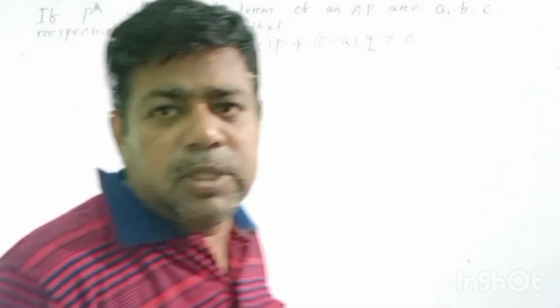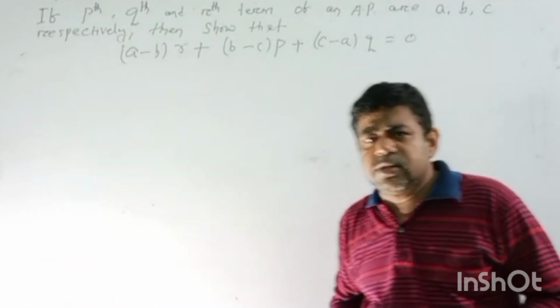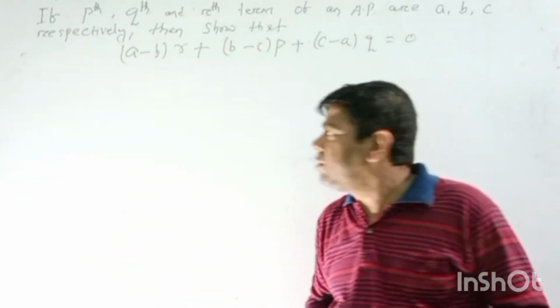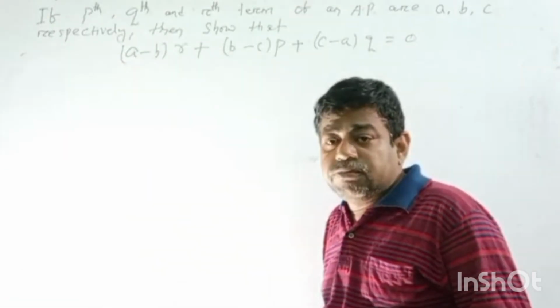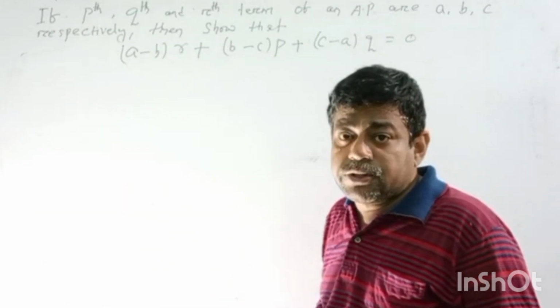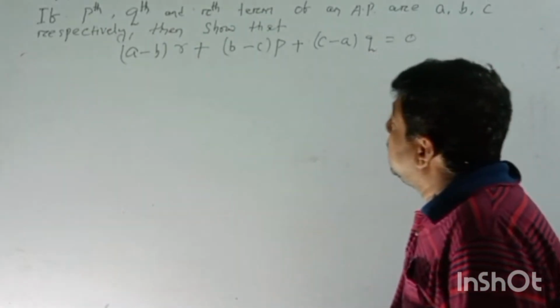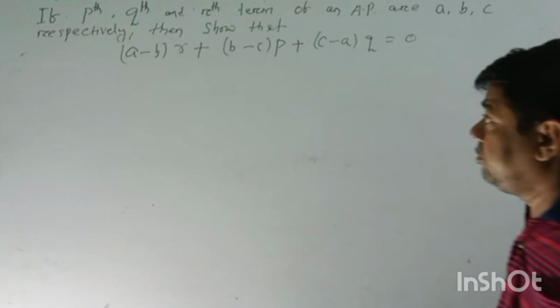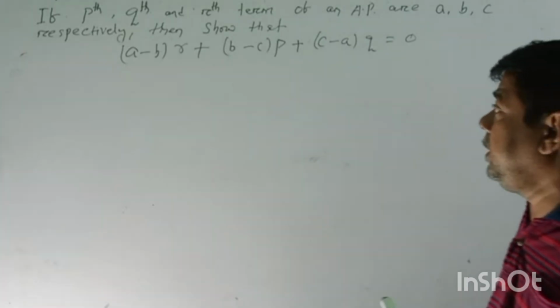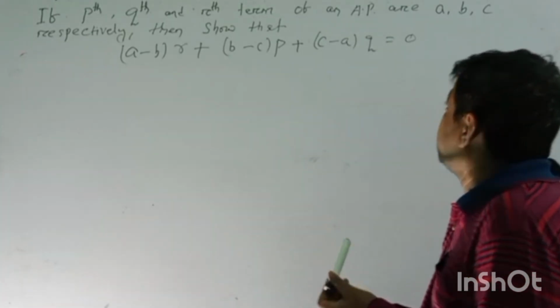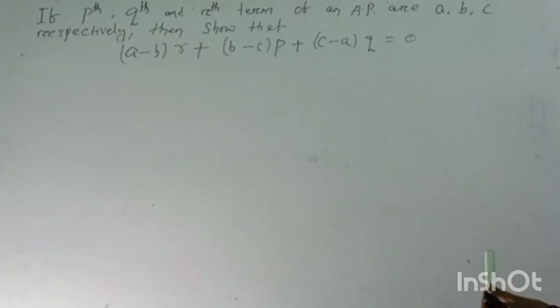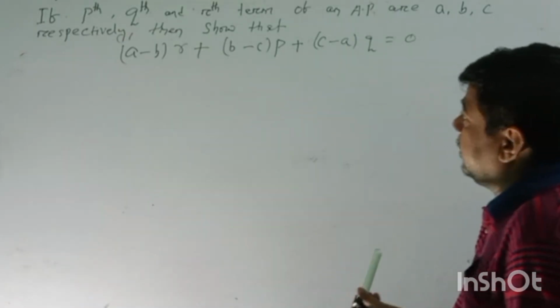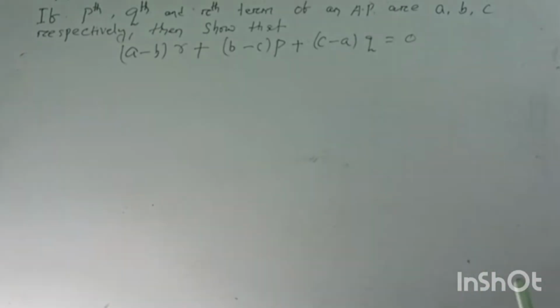Once again, with another vital and important question of your class 10 mathematics based on the concept of arithmetic progression, which I am going to discuss here. Similar types of questions I am going to discuss, and this is the question in front of you. If the p, q and r terms of an AP are a, b, c respectively, then show that (a minus b) into r plus (b minus c) into p plus (c minus a) into q equals 0.